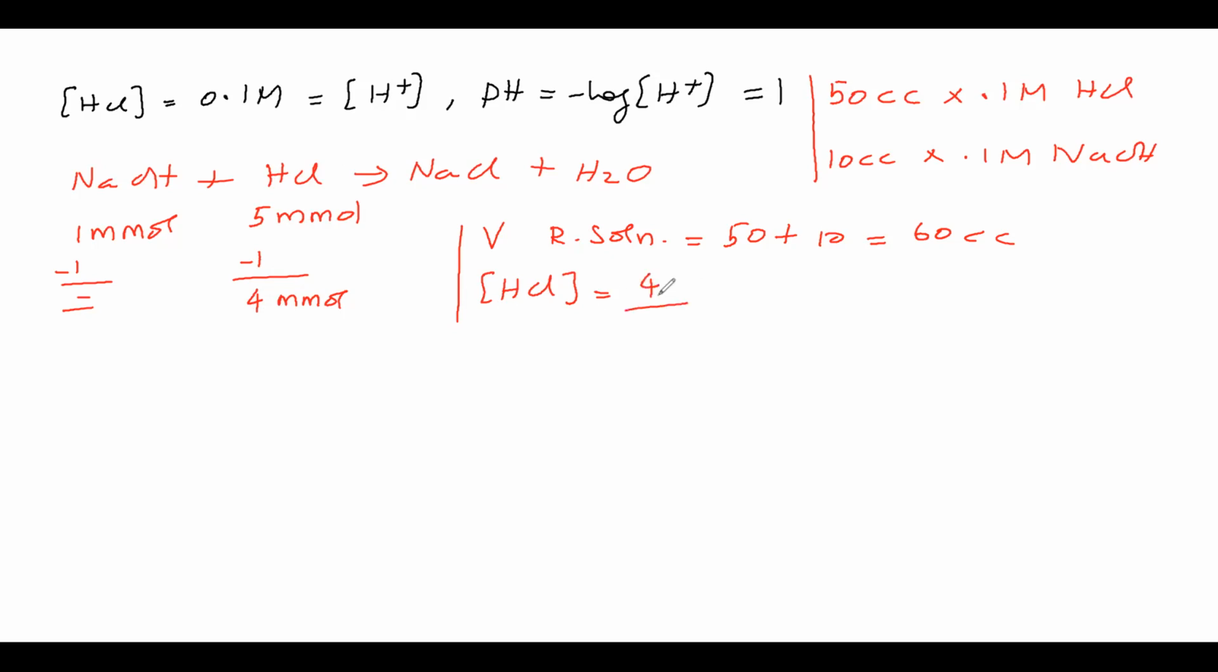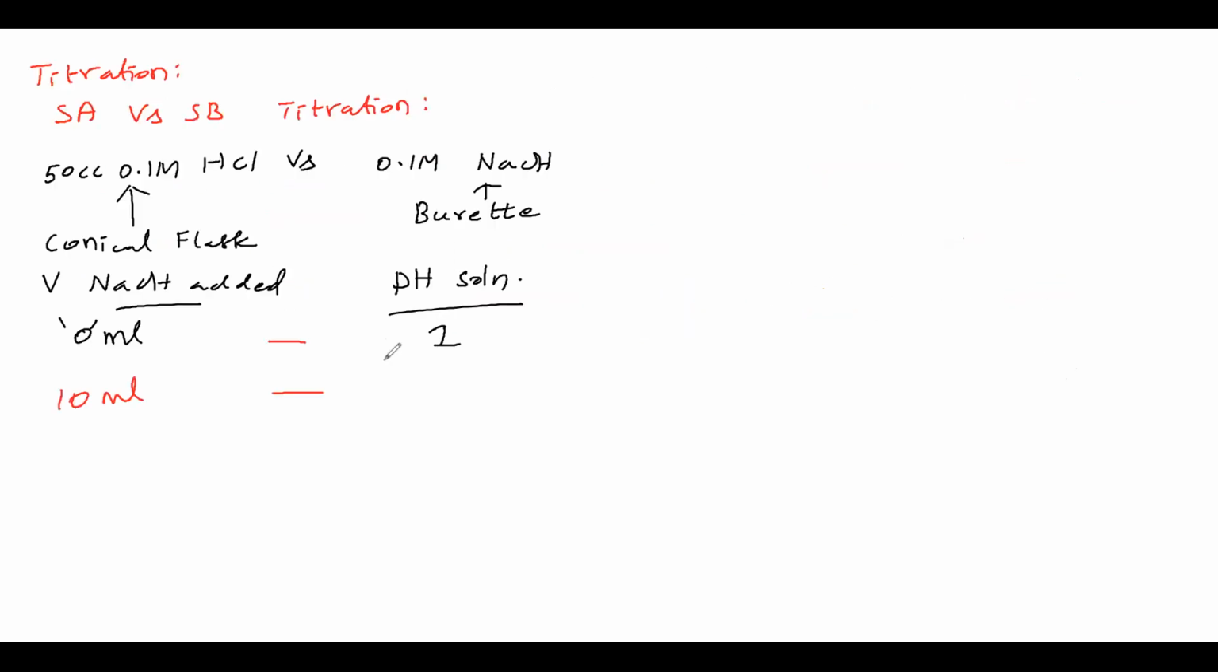4 millimoles. What is the volume of the resultant solution? 60 cc. So 4 millimoles remain in 60 cc. Now we simplify this and get the concentration of HCl, which is equal to the concentration of H plus. From this we find the pH. pH is equal to 1.18.